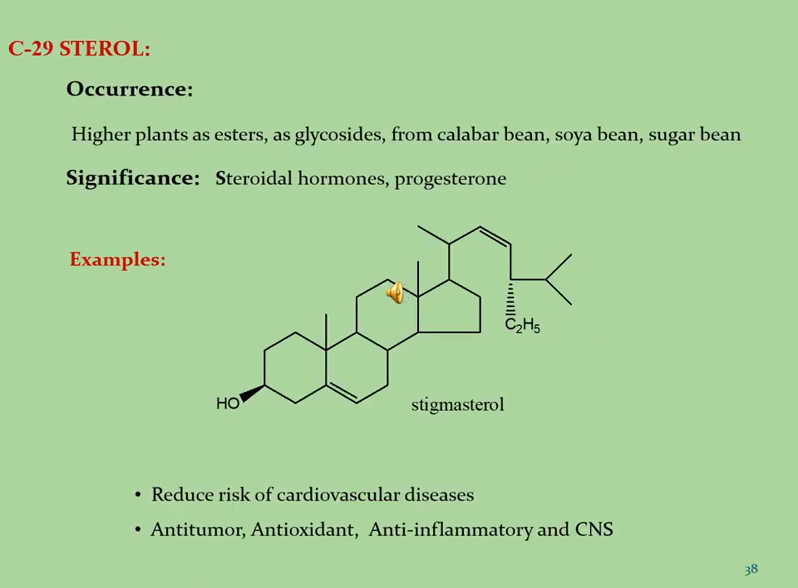Carbon 29 sterols. When we see the occurrence of these sterols, they are isolated from higher plants as esters and glycosides. They can also be isolated from calabar beans, soya bean, and sugar beans. The significance of these sterols is in the synthesis of steroidal hormones and progesterones. The common example of a carbon 29 sterol is stigmasterol. Stigmasterol is used to reduce the risk of cardiovascular diseases. It is used as an anti-tumor, antioxidant, and anti-inflammatory agent. It can be used in CNS diseases.